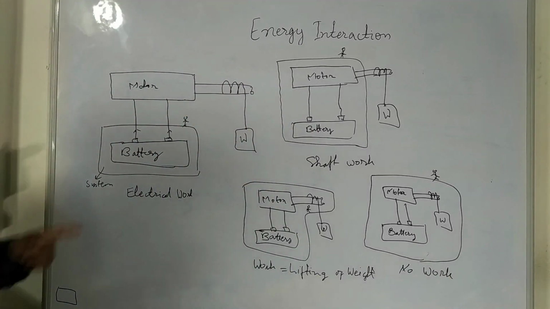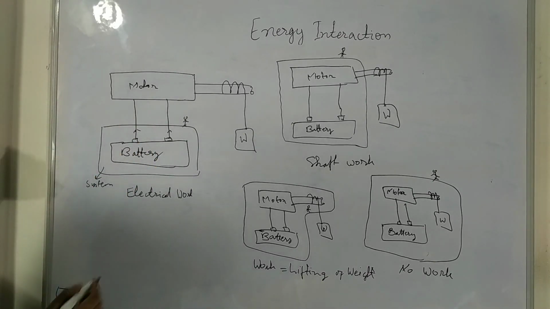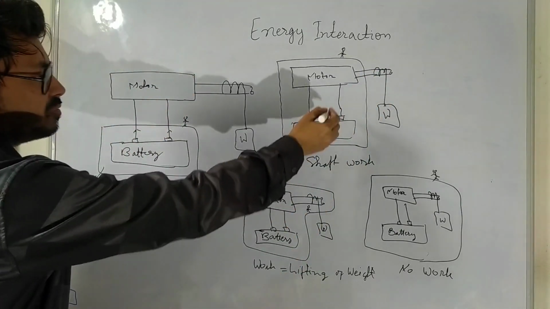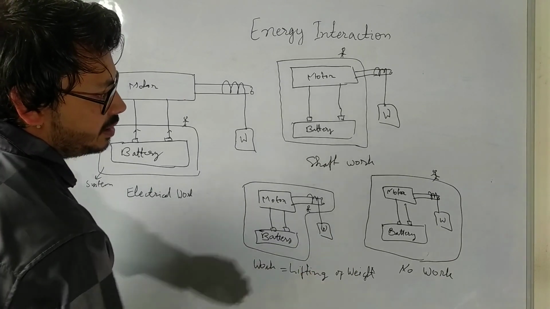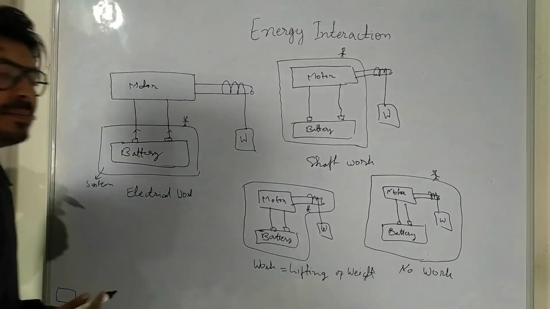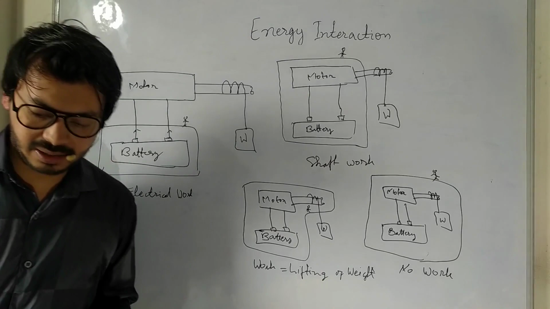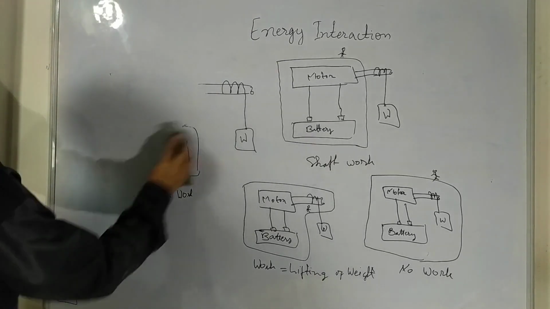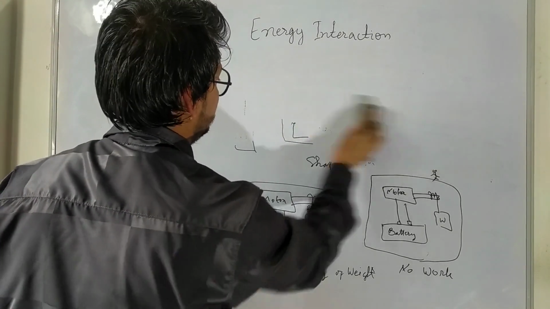See, in the first example we chose this as a system, so here electrical work was done. We extended the system and included the motor inside it, then this was the shaft work, and further we extended the system, then the work was lifting of weight. And if we consider the whole as a system, then there will be no work. So what happens? The work depends on the boundary. So we can say that work is a boundary phenomenon. Here work means work transfer. We are dealing with work transfer.